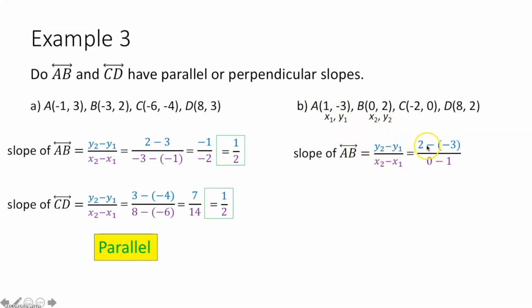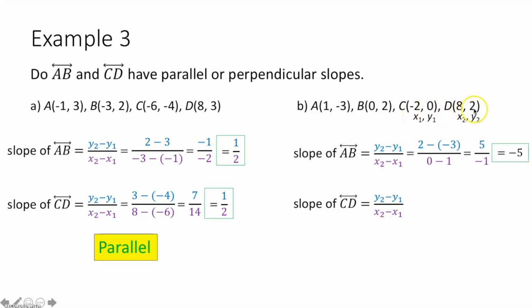Now we simplify. What's 2 minus negative 3? That's the same thing as 2 plus 3. That's 5. And what's 0 minus 1? That's negative 1. What's 5 divided by negative 1? That is negative 5. Cool, we got the slope of line AB. Now, what's the slope of line CD? We go up here, label it. X sub 1 comma y sub 1, x sub 2 comma y sub 2. Could have flipped those, doesn't matter. Here, we plug in 2 for our y sub 2. We plug in 0 for our y sub 1. We plug in 8 for our x sub 2. We plug in negative 2 for our x sub 1.